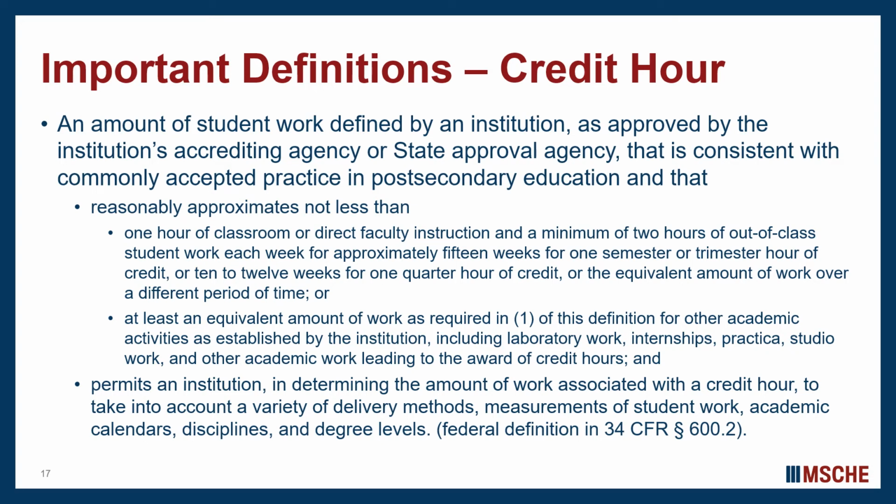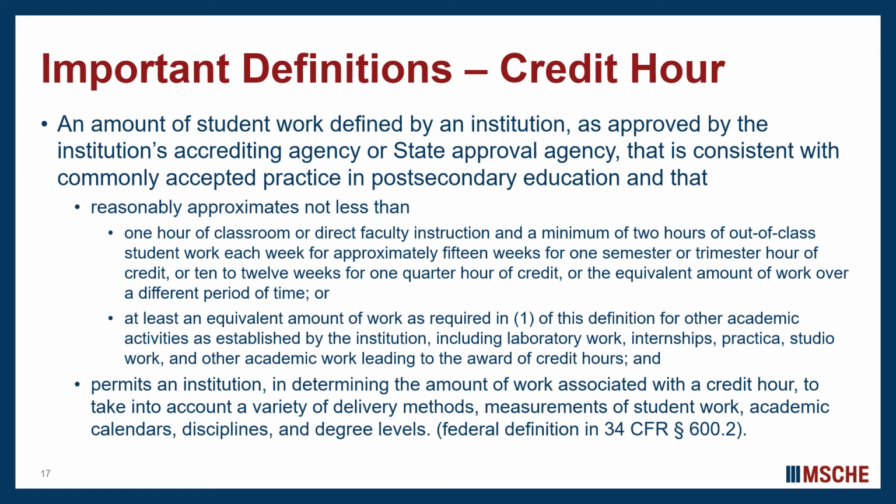Subsection 1 states that the amount of student work per credit hour should reasonably approximate 1 hour of classroom or direct faculty instruction and a minimum of 2 hours of out-of-class student work each week for approximately 15 weeks for one semester or trimester hour of credit, or 10 to 12 weeks for one quarter hour of credit, or the equivalent amount of work over a different time period.